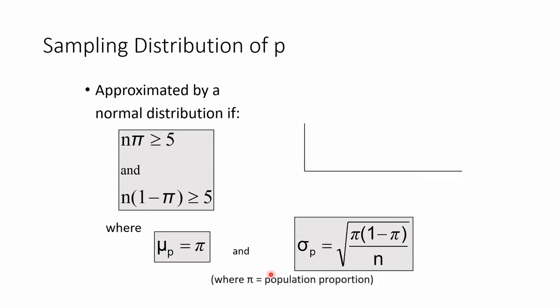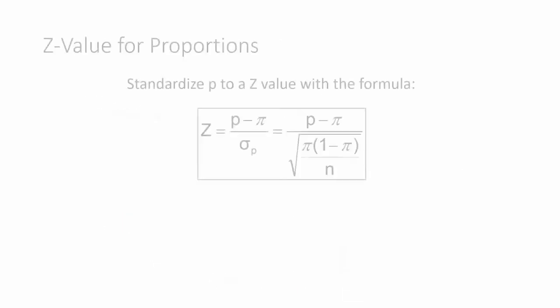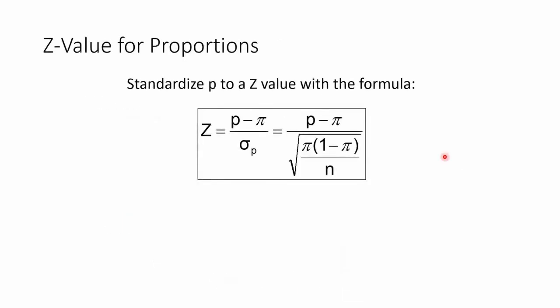If you were to draw this in a graph, you have small p, which is your sample proportion, which lies between 0 and 1, and capital P, which is the probability of your sample proportions. So it would look something like this, given that these two conditions are met. So it would be approximately normally distributed. And the corresponding Z value for these proportions is given by this equation: your sample proportion minus your population proportion, divided by your standard deviation of the sample proportions.